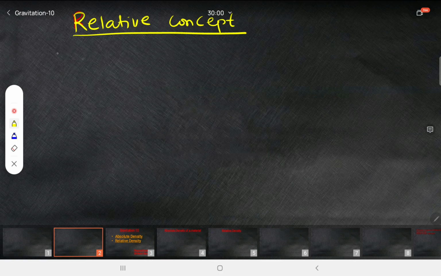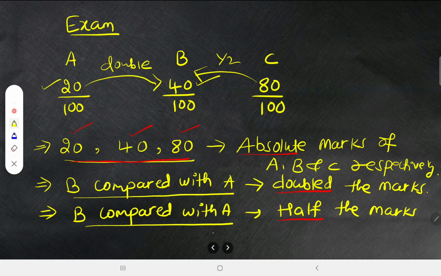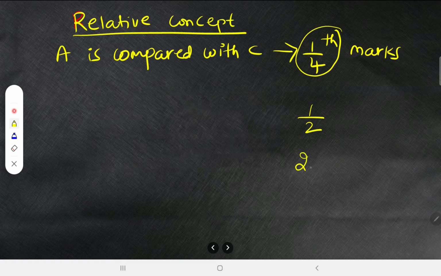Now look at this. If person A is compared with C, for example, C has got 80 but A has got 20. That means whenever I compare A with C, how many marks did A get? One fourth of the marks. Are you understanding my point? So whatever this 1/4, 1/2 or 2 times, all these are relative words.